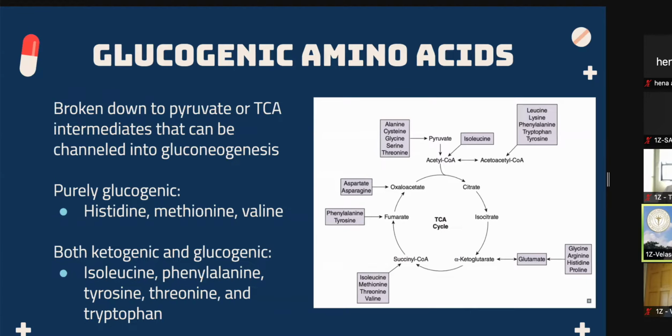Then we have glucogenic amino acids, and these can be converted to pyruvate or TCA cycle derivatives. Just drawing your attention to the picture again, you can see amino acids can be converted to pyruvate, as well as different other glucogenic amino acids can also turn into the different substrates of the TCA cycle. Right, next slide, please.